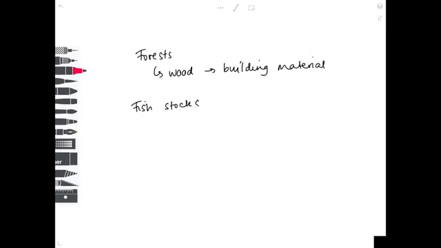Looking at resources which can be maintained, this sounds very strange, but clearly resources such as forests, where we get wood from, which is building material, and fish stocks are things which can easily be maintained and controlled. Fish grow nice and quickly, they can be fed very easily as long as it's a high protein diet, and you can produce lots of fish in this way.